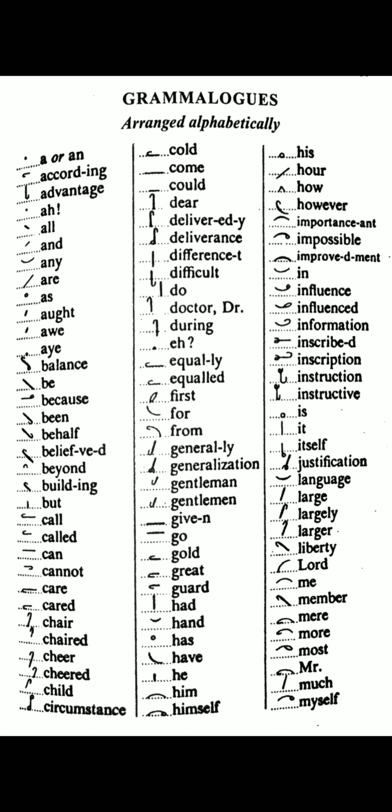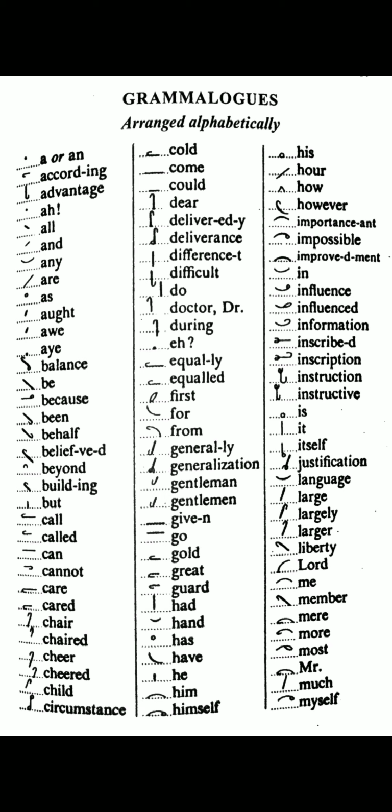Dot on the line for A. Ball with NS circle above the line for balance, B stroke on the line for B, K with S circle above the line for because, B with N hook on the line for bean, B with F hook above the line for behalf, B through the line with L hook for belief, believe, believed.